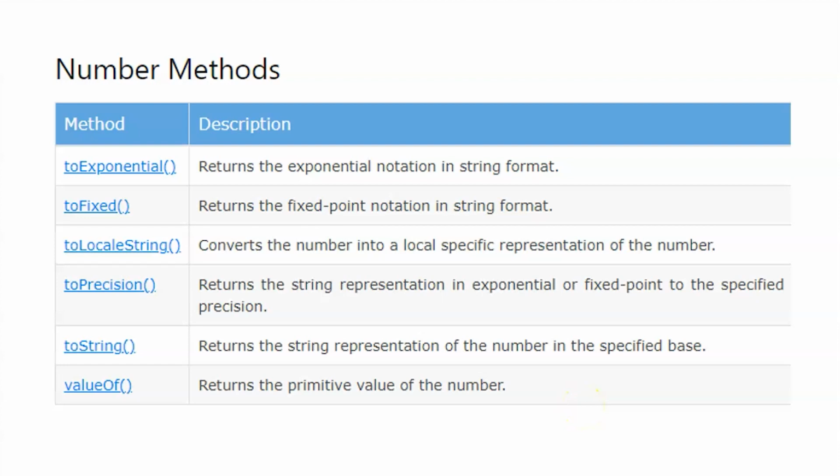The method toExponential returns the exponential notation in string format. toFixed returns the fixed point notation in string format. toLocaleString converts the number into a locale specific representation of the number. toPrecision returns a string representation in exponential or fixed point to the specified precision. toString returns the string representation of the number in the specified base. And valueOf returns a primitive value of the number.